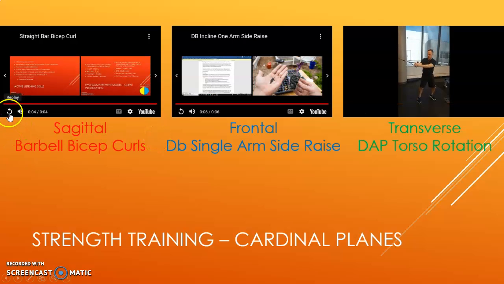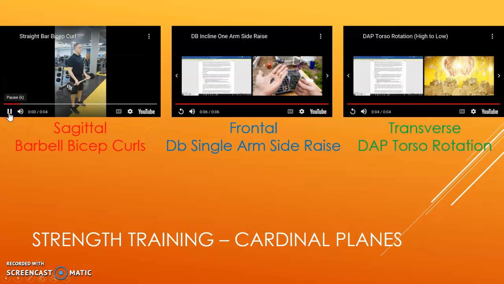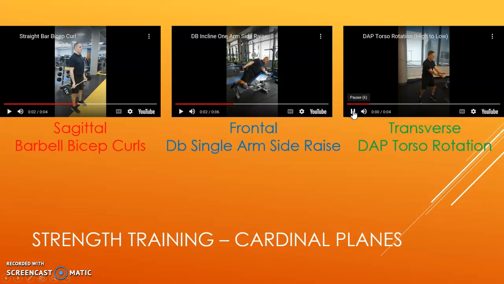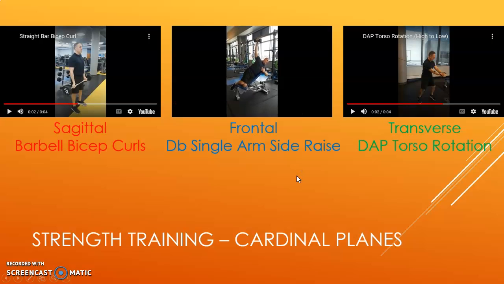And just a quick evaluation, when you look at this, sagittal plane exercise, single joint exercise performed in frontal plane in an off angle because the person is lying on their side. Torso rotation, very transverse plane oriented, right? Those are exercises that are performed in main cardinal planes.